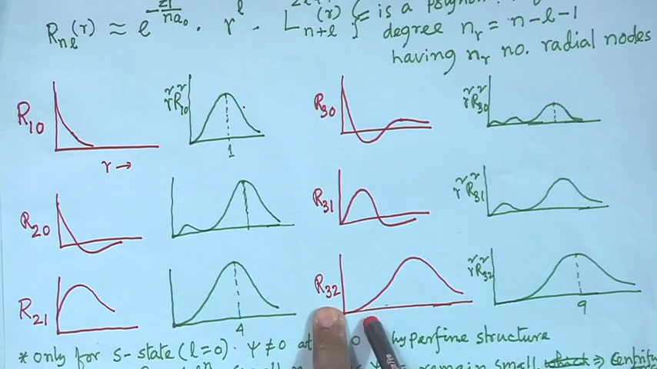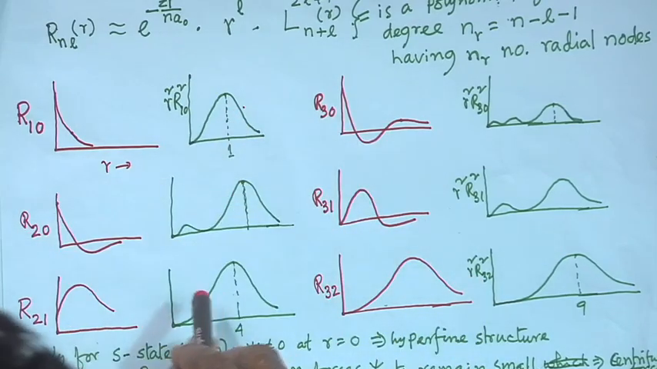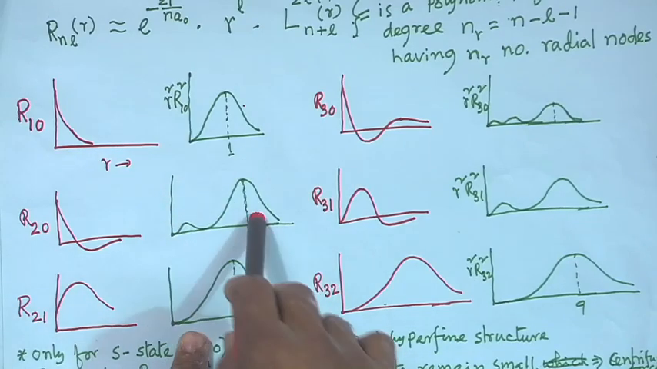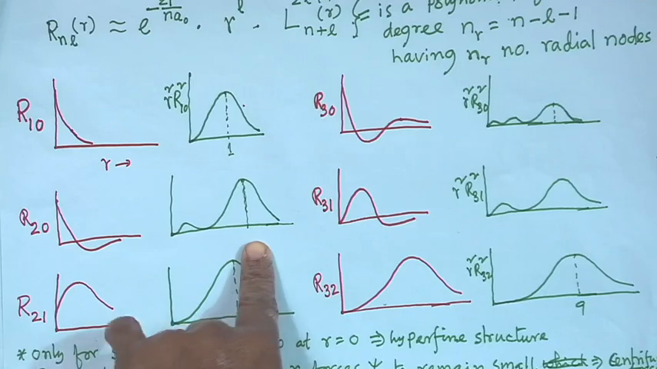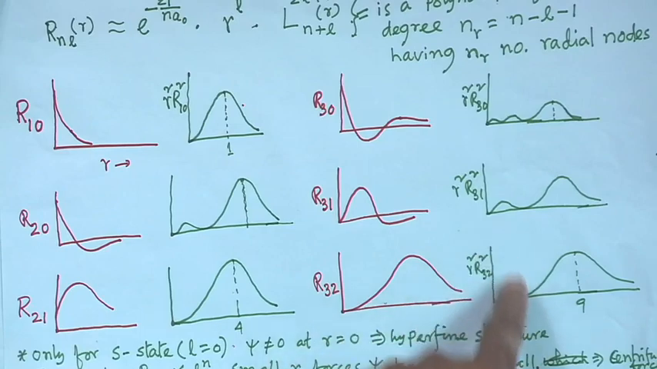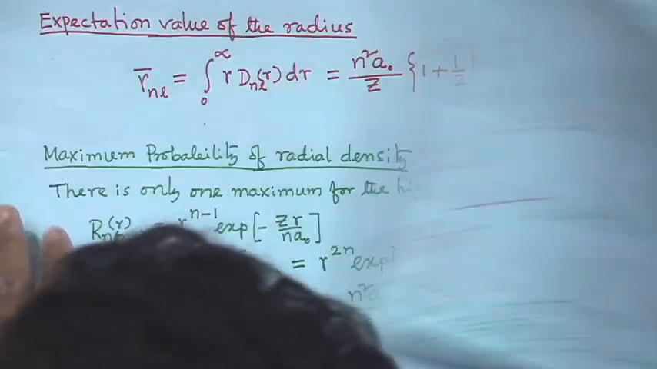In this case, this is the L equal to n minus 1, so the maximum value of L. For the maximum value of L, we are seeing only one maxima. For other cases it is not one maxima, other maxima are also there, but out of them one predominates, and the others are negligibly smaller.